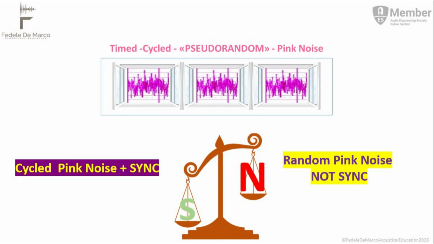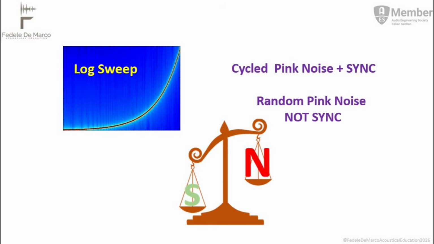Using the cyclic pink noise produced with cycles of the same length and synchronized with the measurement windows significantly raises the SN. This occurs because it eliminates most of the previous errors, especially if the measurement and the test signals start and end together. By combining this last condition with the use of a log sweep, we achieve the maximum possible signal-to-noise ratio, as the log sweep inherently provides a superior SN compared to the use of pink noise.